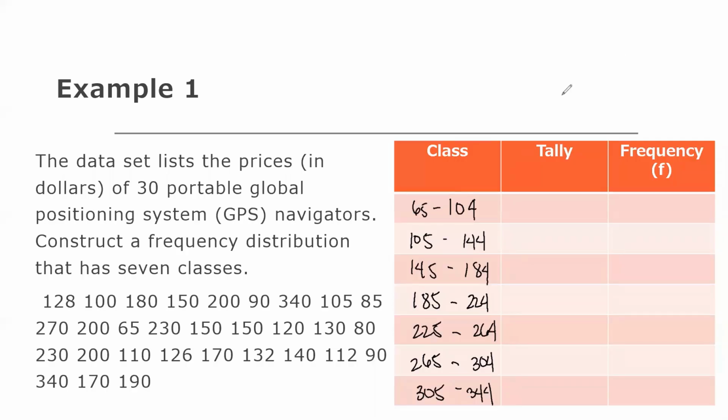Now let's make the tally. Make a tally mark for each data entry in the appropriate class. So 128, that is between 105 and 144. 100, that is between 65 and 104. 180, that is between 145 and 184. 150, that is between 145 and 184.